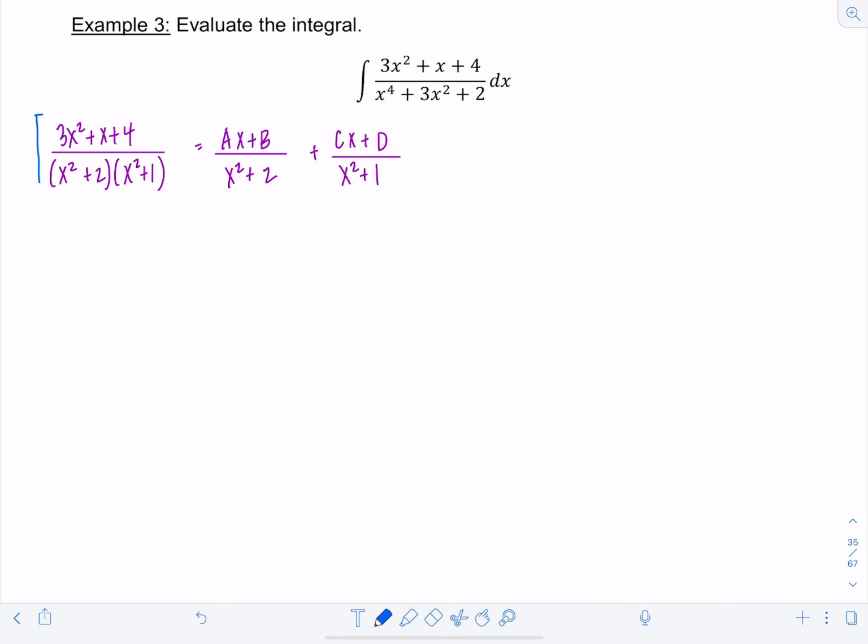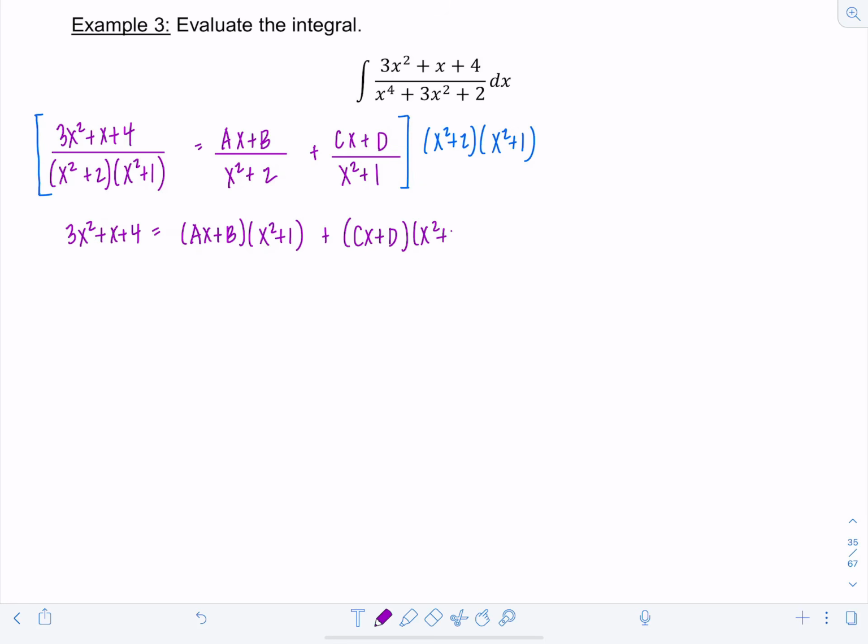Okay, now let's clear out the fractions from the equation. So I'm going to multiply by x squared plus 2 and x squared plus 1. And now I have 3x squared plus x plus 4 is equal to (ax plus b) times (x squared plus 1) plus (cx plus d) times (x squared plus 2).